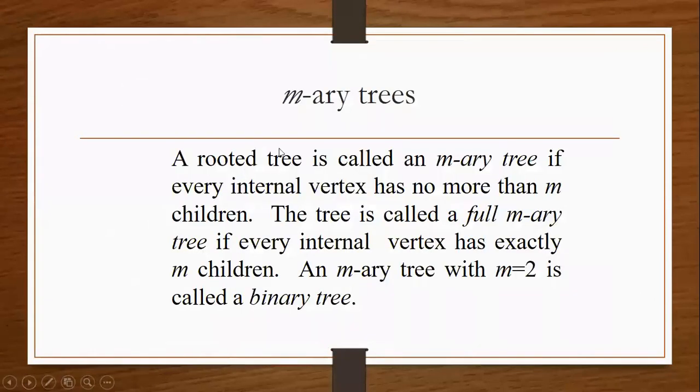Now next we have m-ary trees. What do you mean by m-ary trees? A rooted tree is called an m-ary tree if every internal vertex has no more than m children. The tree is called a full m-ary tree if every internal vertex has exactly m children. An m-ary tree with m equal to 2 is called a binary tree.